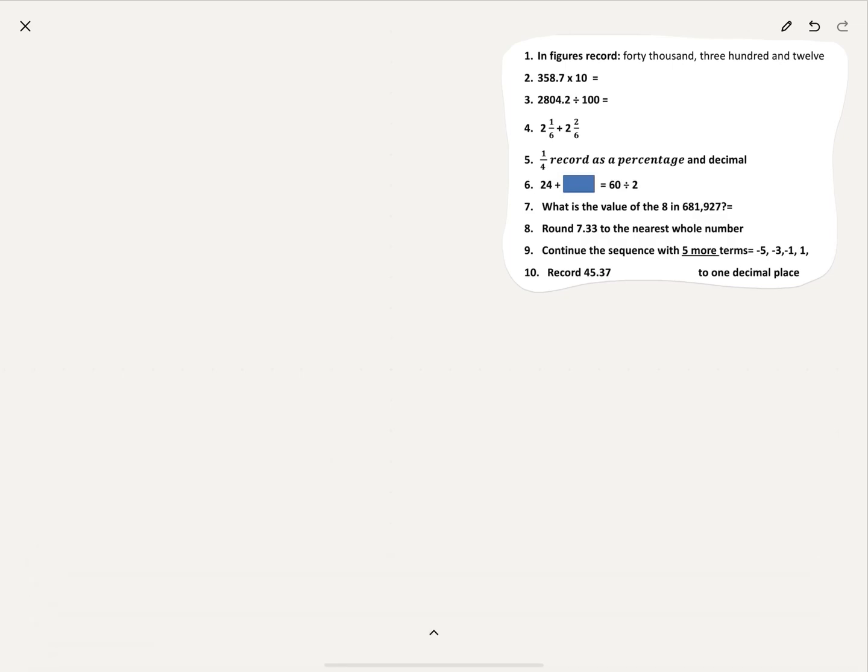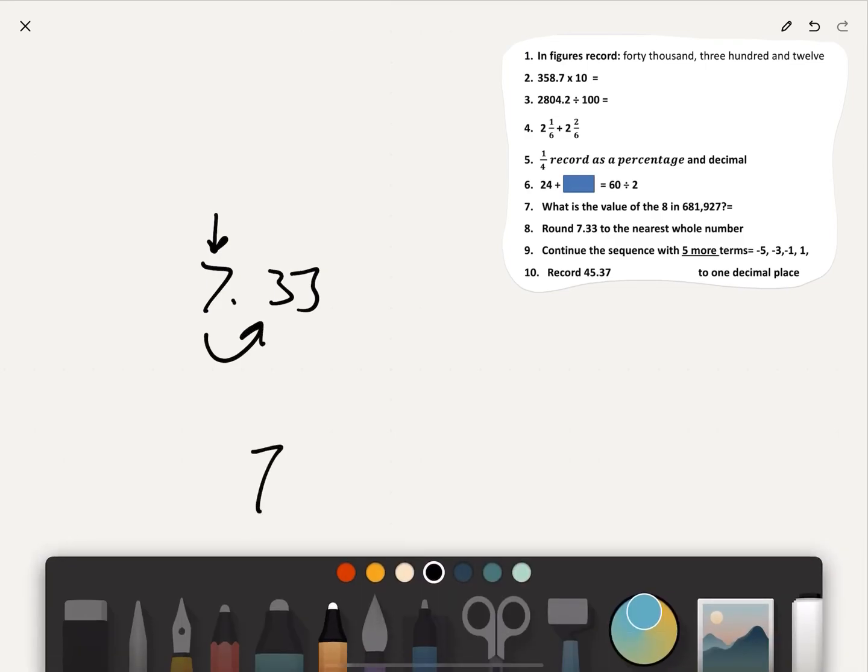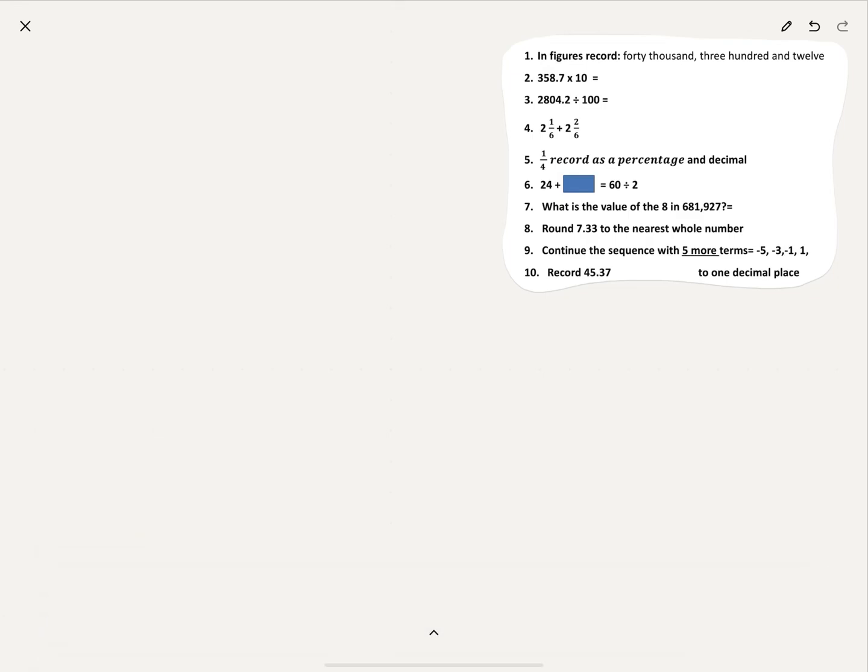Round 7.33 to the nearest whole number, 7.33. So you're looking at this column, you go 1 column to the right, to 3, it rounds down, it's 7. I am whizzing through those because they give you those every day at the moment.